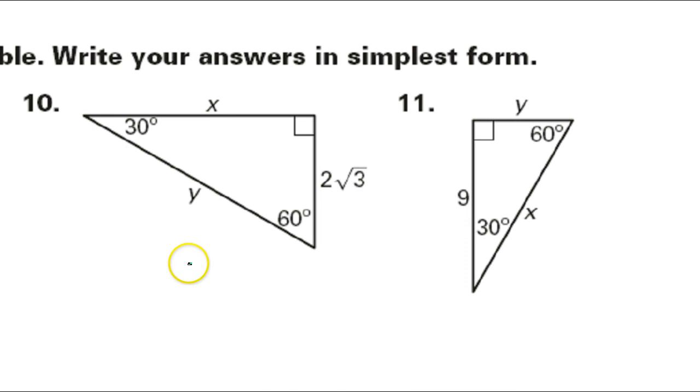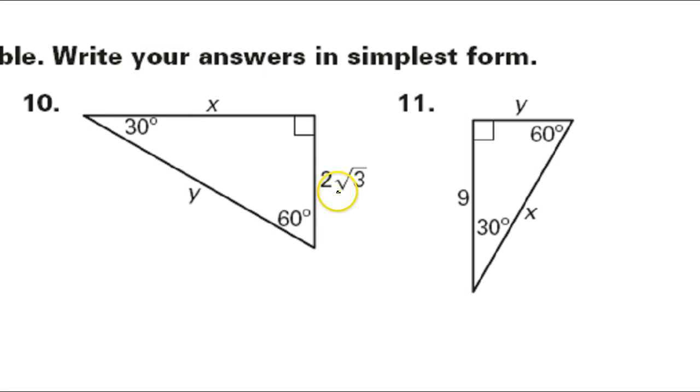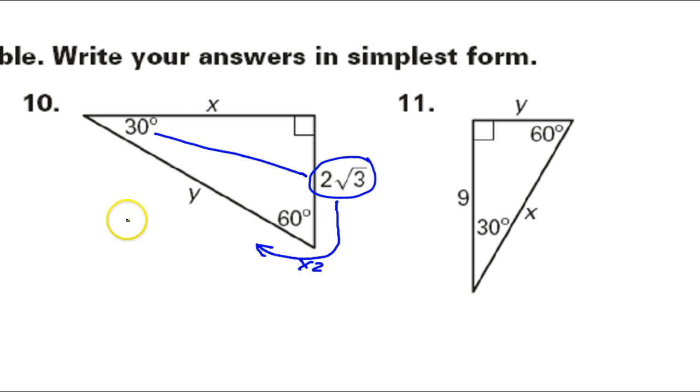So looking at number 10, it's all about the short leg. Anytime they give us the short leg, we are home free. So look, this time they were kind enough to give us the short leg across from the 30. So we know if we want the hypotenuse, you double it. So we take this and we double it. That's going to give us 4 radical 3. So that's our y value.